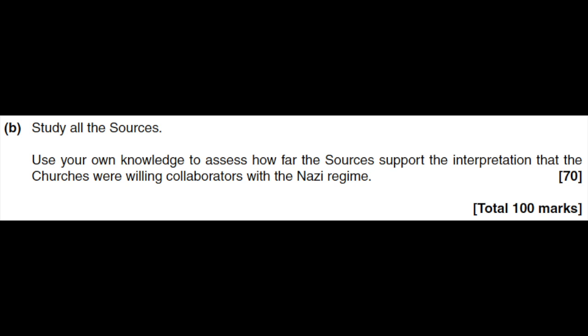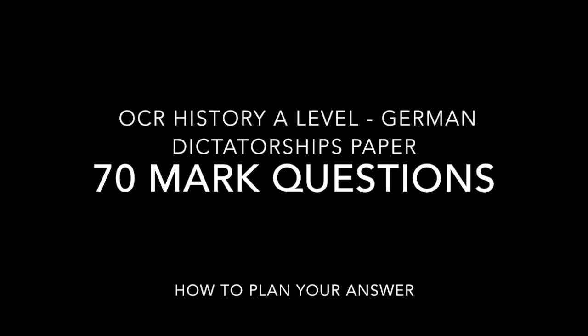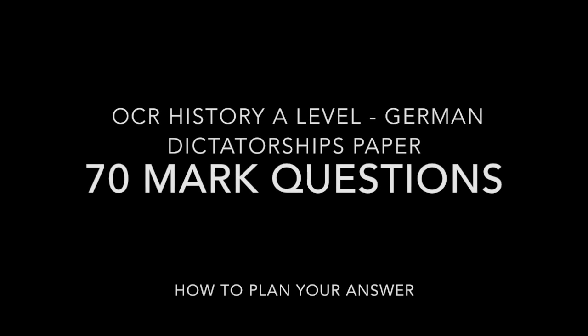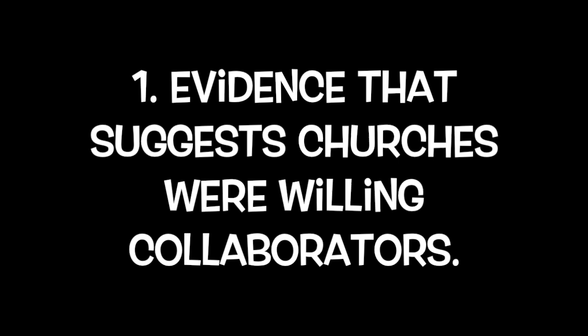Now perhaps you could test yourself by pausing the video and looking at the sources, which I've also included in a file under this video. What groupings would you go for? Here's what I would suggest. I'd do one paragraph and grouping which would be all about which sources support the idea that the church were willing collaborators. You always have to consider the support for the hypothesis, and there always will be some.